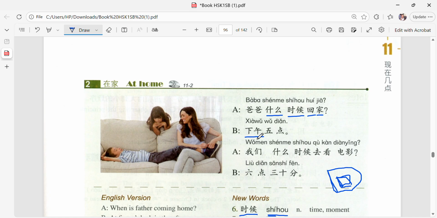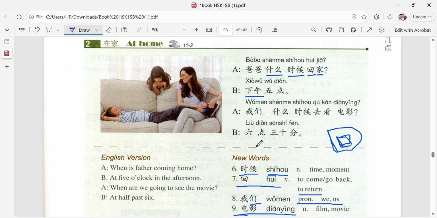Mama replies 下午, afternoon. Now here I come back to 中午. 中午 is noon, 下午 is afternoon. So this is another new word. 下午5点 is at 5. So father is coming back home at 5点.